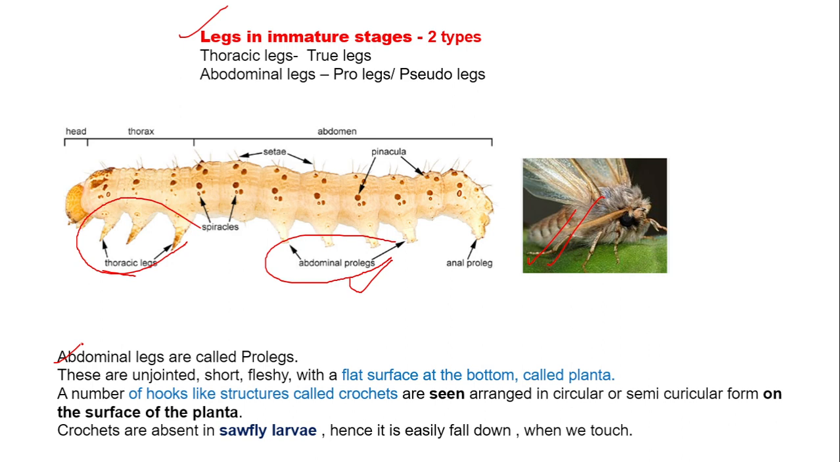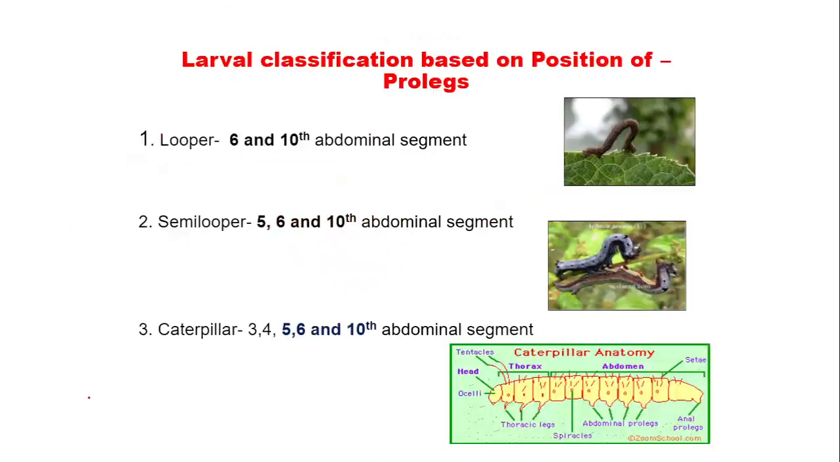The abdominal prolegs are unjointed, short, fleshy structures which are provided with a flat surface at the bottom, known as the planta. A number of hook-like structures on the planta are known as crochets, and these crochets help in clinging and crawling on the surface of the substratum. These crochets are absent in sawfly larvae, hence the sawfly larvae fall easily when we touch them.